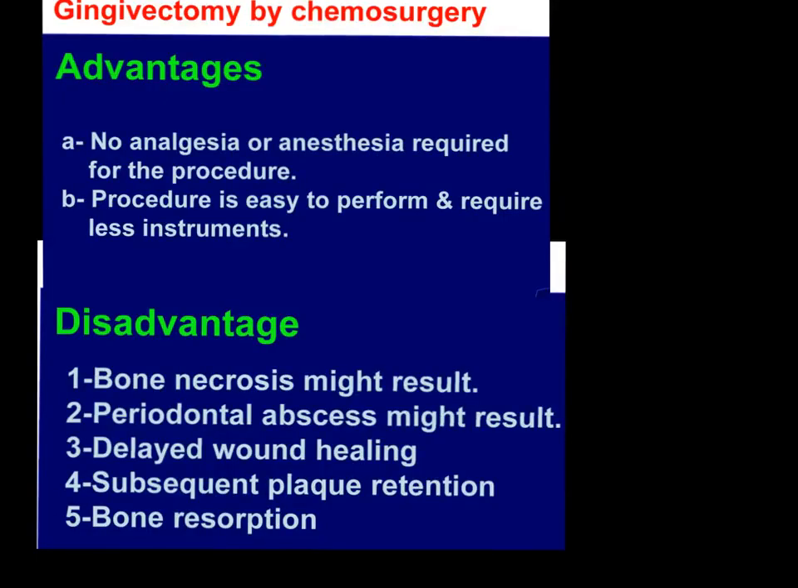Gingivectomy by chemosurgery, the advantages are that no analgesia or anesthesia is required for the procedure, and the procedure is easy to perform and requires fewer instruments. While the disadvantages are that you may get bone necrosis or a periodontal abscess may result, delayed wound healing, and you may get a plaque retentive area and also bone resorption.